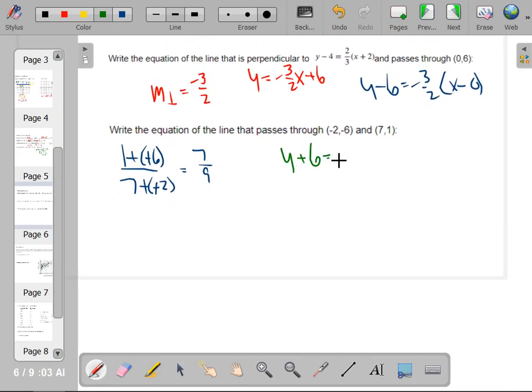Y plus 6 equals 7 over 9, x plus 2. That will be at this point. Or you can do the other point if you want: y minus 1 equals 7 over 9, x minus 7. Both of these are correct. It just depends which point you pick to pass through. The line will pass through both points, and if you were to distribute, you get the same y-intercept.